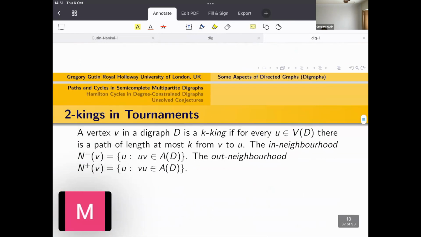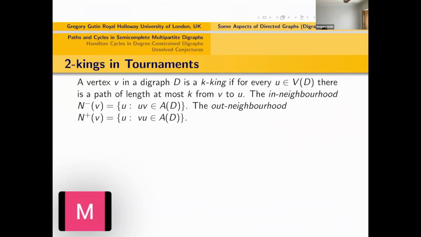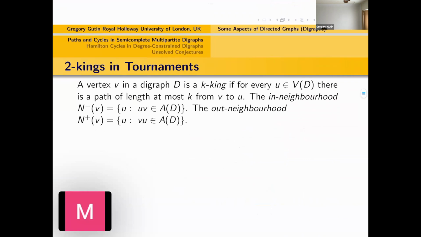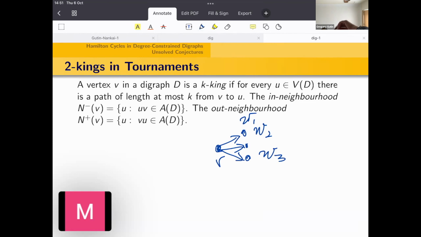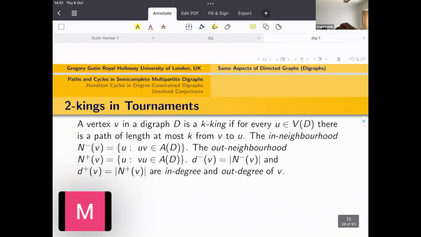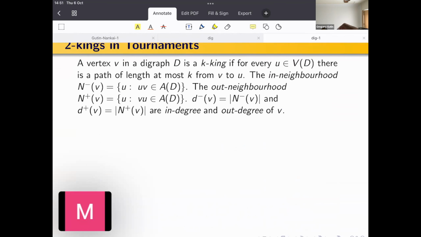Now, similarly, you can define the out-neighborhood of v, where you take v and look at all vertices which you can reach in one step, say w1, w2, w3. Okay, so that's that. And using them, you can define the out-degree and in-degree of a vertex. They are simply the sizes of these neighborhoods.